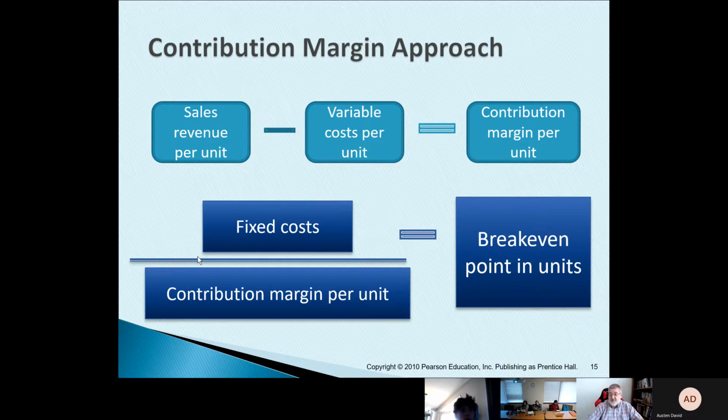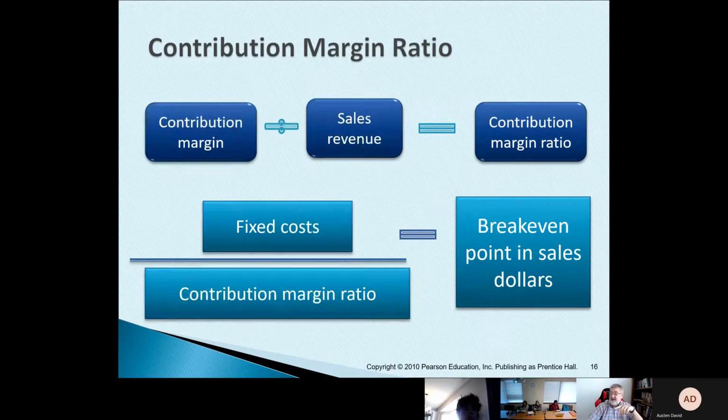Contribution margin, this is the other approach, takes our sales revenue per unit minus our variable cost per unit, which gives us a contribution margin. Now, contribution margin is just this: our sales minus our variable cost gives us the amount of money that we have left to apply towards our fixed costs in order to break even. This is just here for the talking purposes. I will come back to this slide.